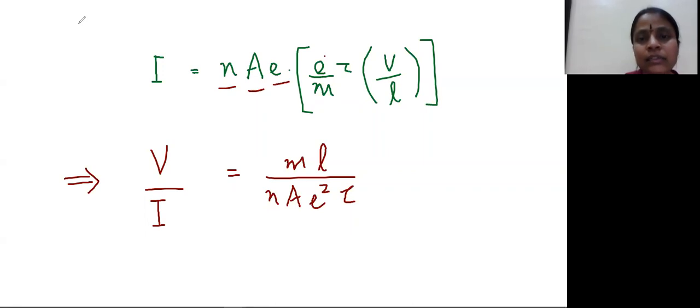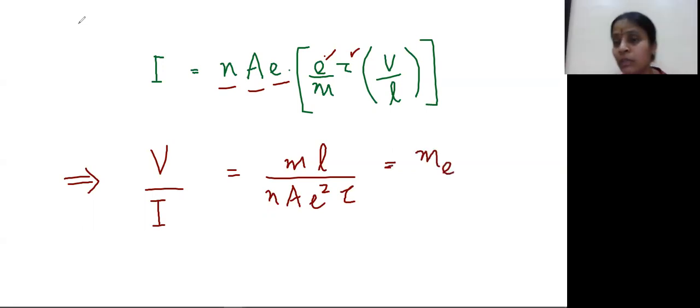NaE square tau, while ml comes in the numerator, V by I. Now watch the right hand side of the equation very carefully. What do we have? We have m here. M is nothing but, if I'm going to give a subscript to it, it is nothing but me, the mass of the electron. And what is L? The length of the conductor through which it is flowing. And what is N here?